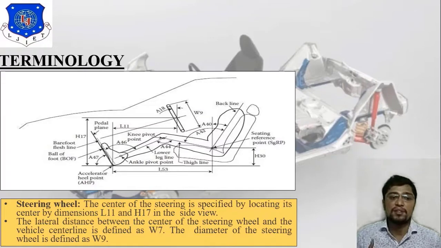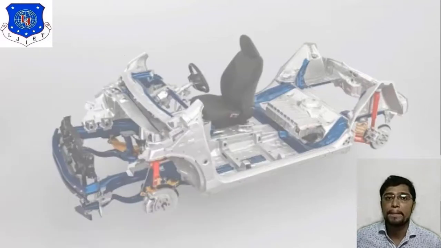The second one is the lateral distance between the center of the steering wheel and the vehicle center line, which is defined as W7, and the diameter of the steering wheel is defined as W9. So this is the steering wheel concept. Move forward to the next slide.